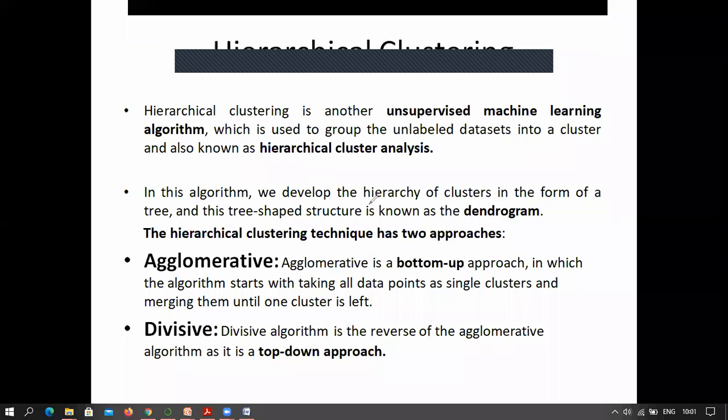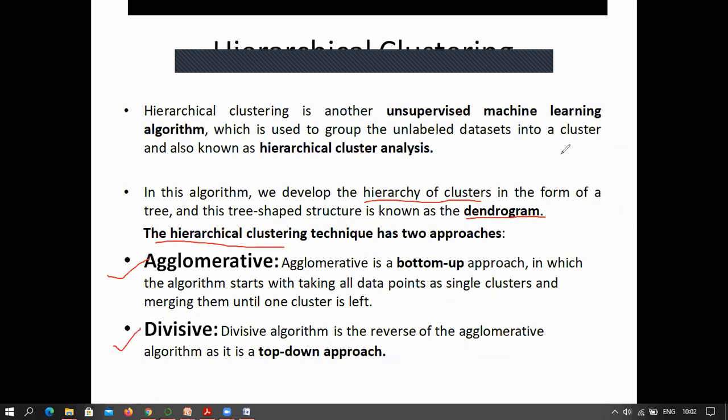Now, why is the name hierarchical given? Because we will develop a hierarchy of clusters, in the form of a tree. Whenever you have something in the form of a tree, you say that is hierarchical. Here also we will represent all the clusters in the form of a tree, and that tree structure is called the dendrogram. I will take this later on. First, there are two approaches in hierarchical clustering: one is agglomerative and another is divisive.